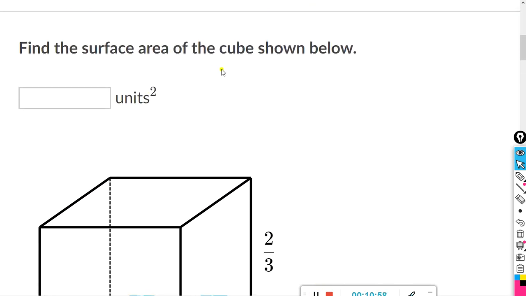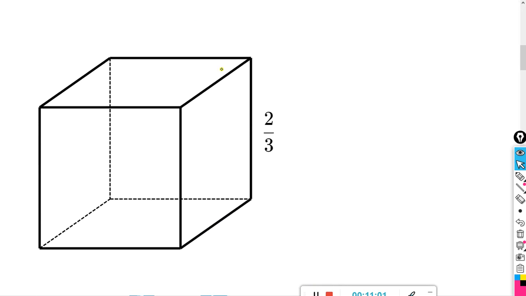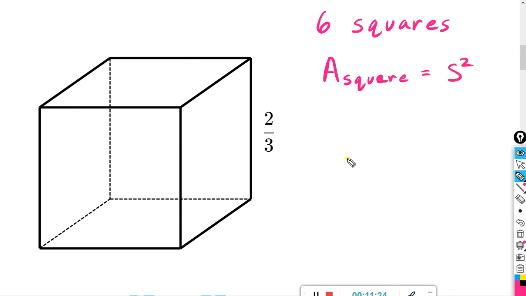All right, here they want us to find the surface area of the cube. A cube is actually 6 squares. And before we said the area of a square is just side times side, or S squared. We can see each side length right here is 2/3. So that's going to be 2/3 squared.